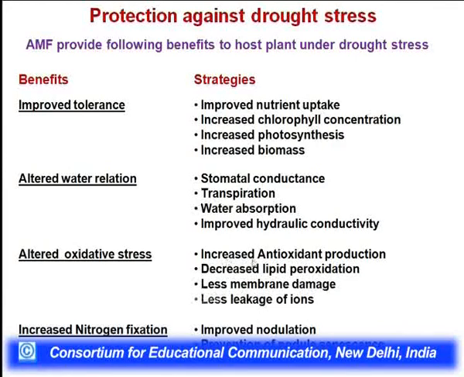Moreover, increased antioxidant production under drought stress, decreased lipid peroxidation, and less membrane damage and leakage of ions have also been reported under drought stress in case of mycorrhizal plants. Improved nodulation and prevention of nodule senescence are helping in better nitrogen fixation.